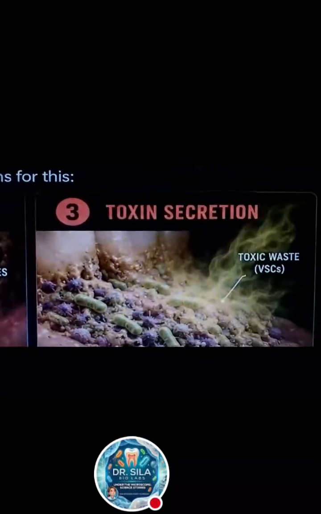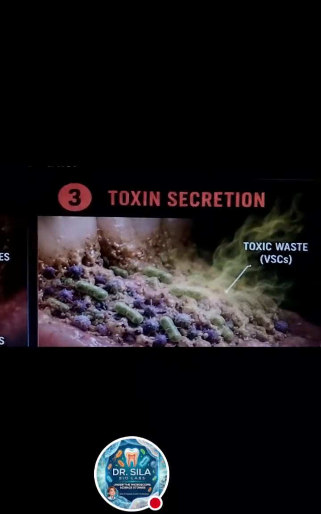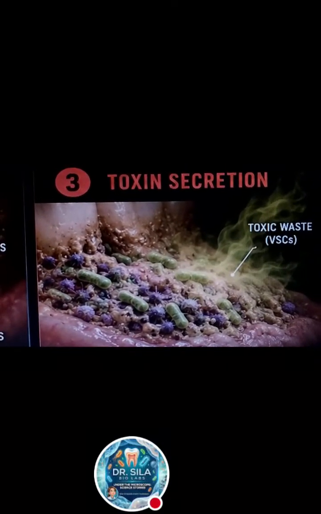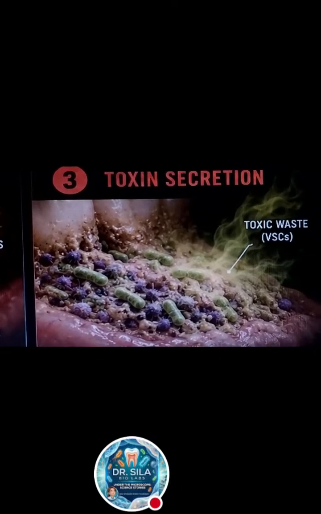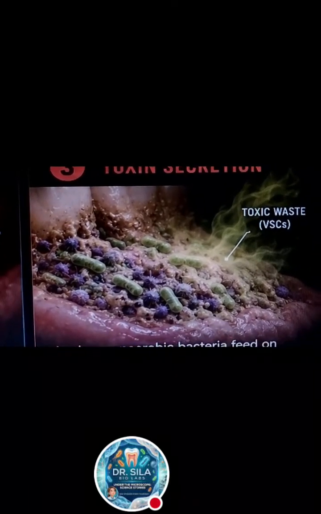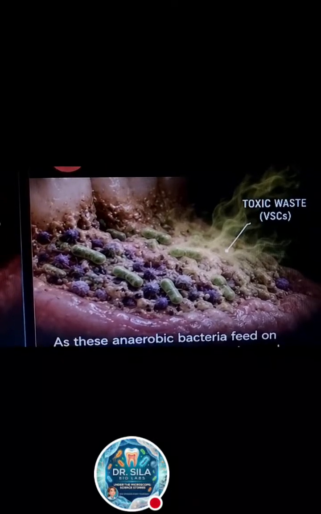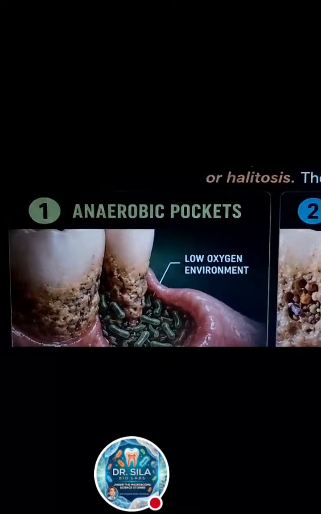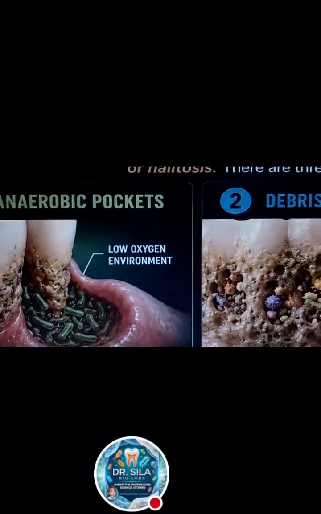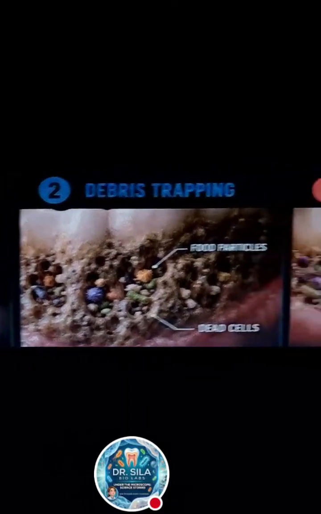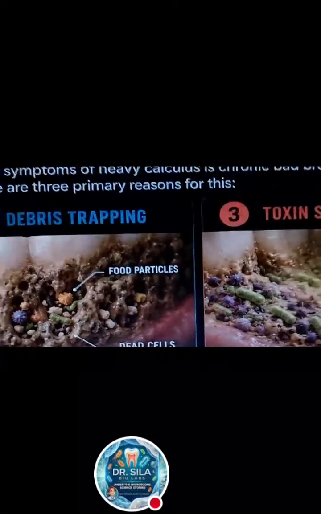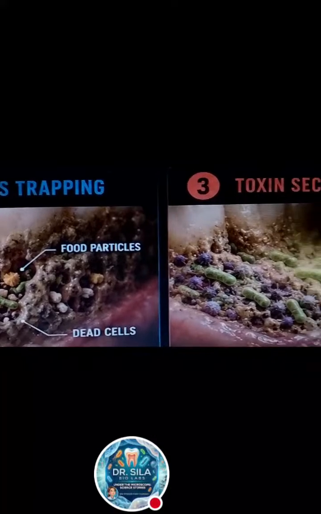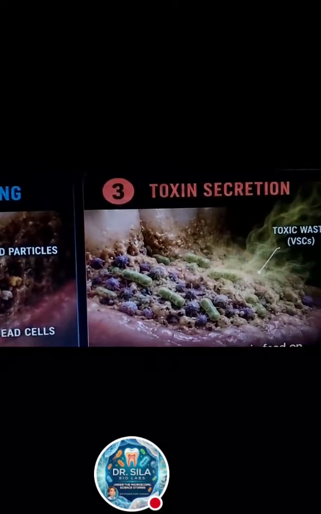Then coming to the toxin secretions. These anaerobic bacteria feed on this trapped debris. They continuously ferment nutrients and release foul-smelling toxic waste directly into the mouth. So, the combination of anaerobic bacteria decomposing debris and toxic secretion creates a persistent source of foul odors. That is chronic bad breath.